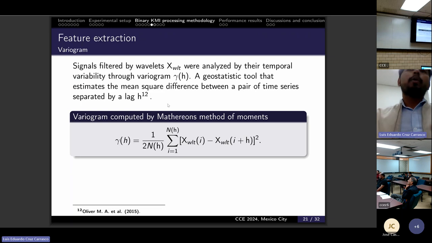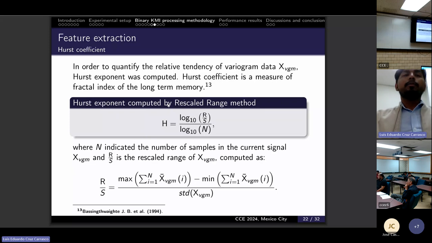The filtered data were analyzed for their temporal variability using the variogram. So we got a vector of variograms per window. And these vectors of variograms were analyzed to quantify the relative tendency of the data. So we have an exponent, or a Hurst coefficient, per vector of variograms. But per window, we have 20 vectors of variograms. So we have 20 features, or 20 Hurst coefficients, per window.